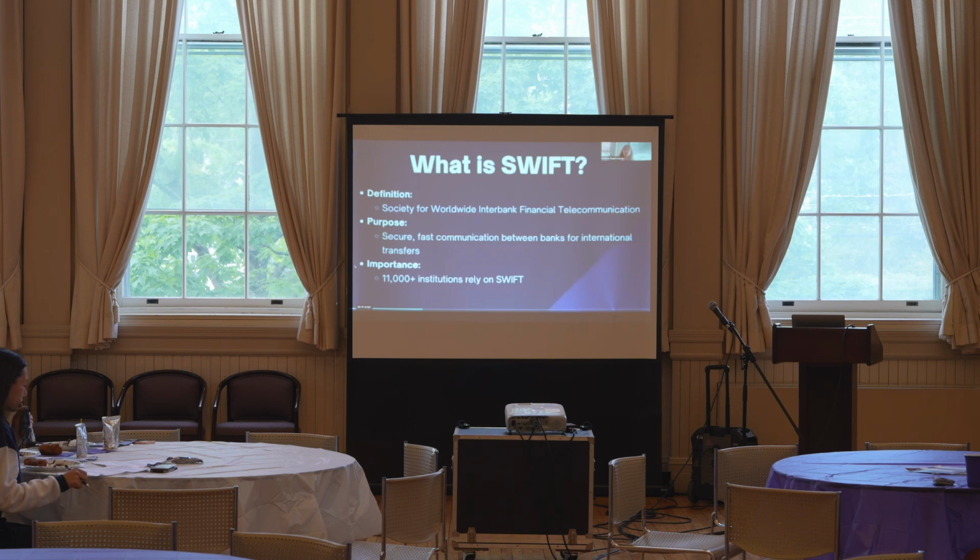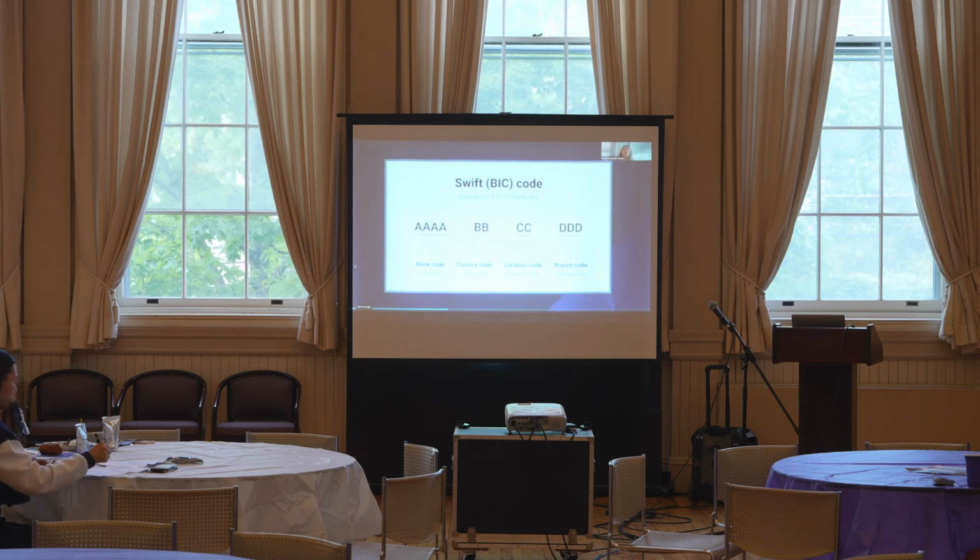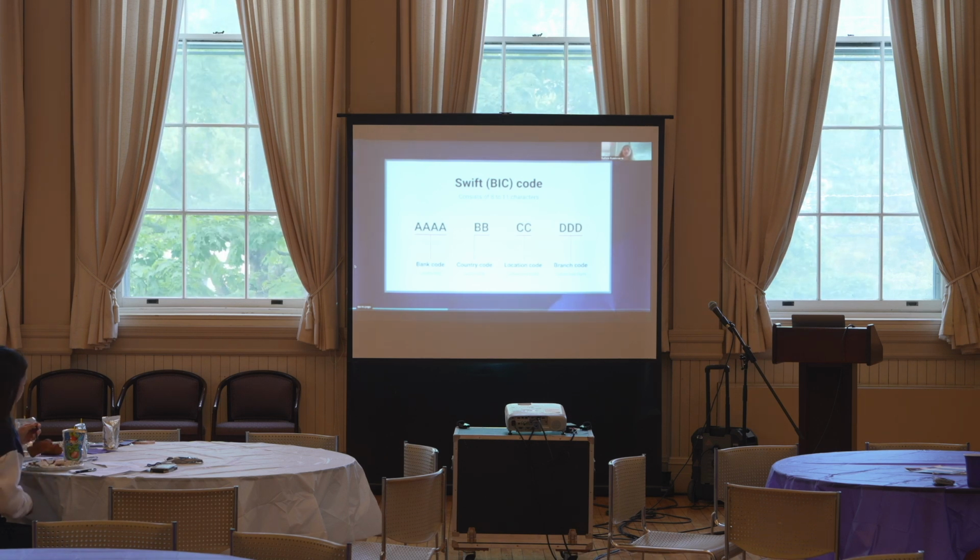A SWIFT code, also called a BIC code, is an 8 to 11 character alphanumeric code that uniquely identifies each bank. It includes a bank code, a country code, a location code, and a branch code. For example, JP Morgan Chase in New York might have the code CHES for the bank, US for the country, and then a combination of letters and numbers like 5, 7, A, B, 2 for the location and branch code.